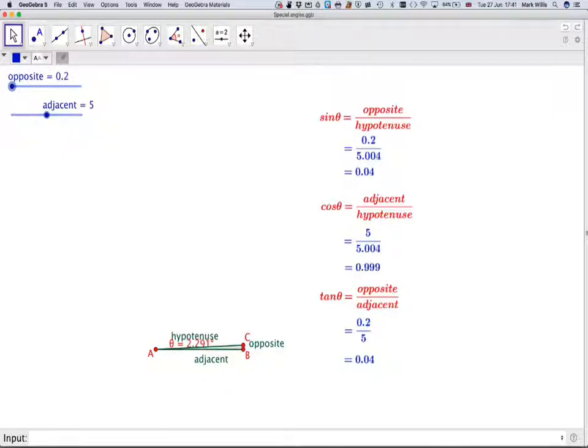Okay, if we actually make it 0, then we can see what happens. Because this distance is now 1, the opposite doesn't exist, and this length still has a length of 5, then this will be 0 over 5, which is 0. So sine of 0 is 0, cos of 0 is 1, and tan of 0 is 0.